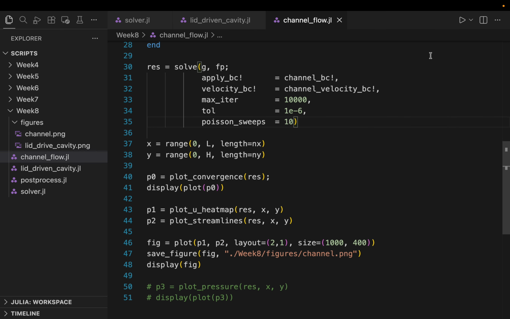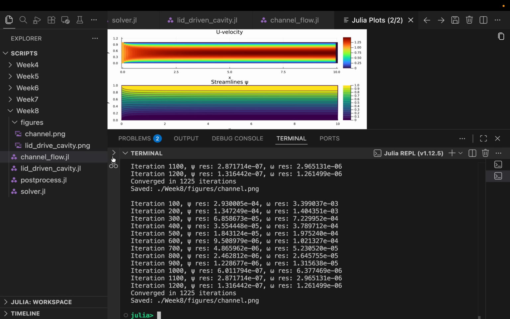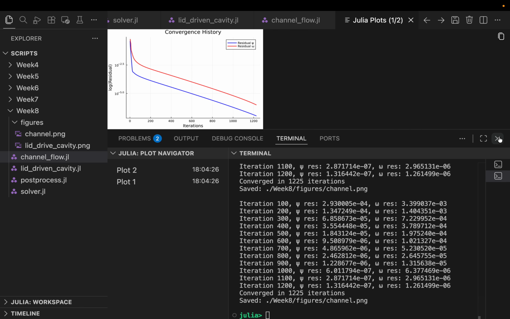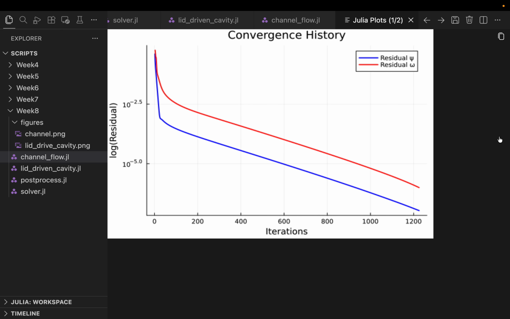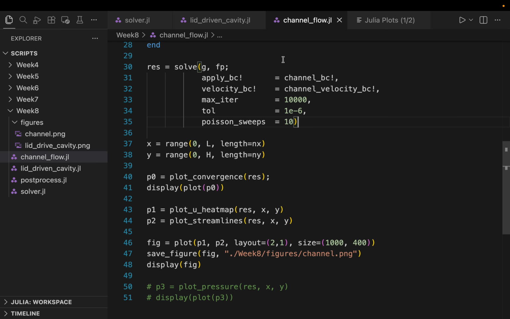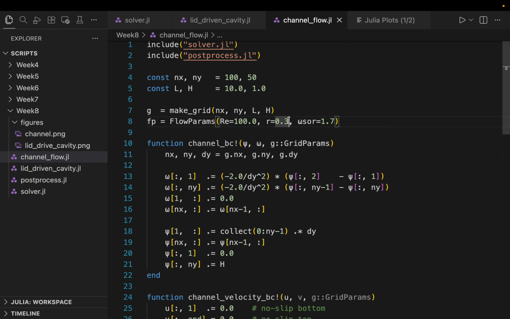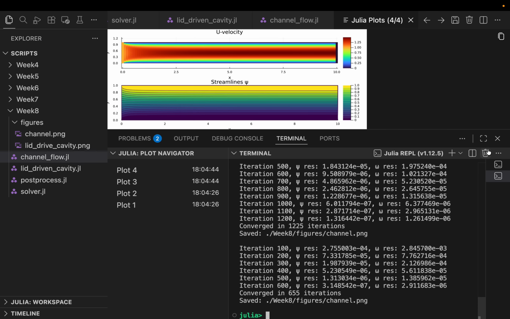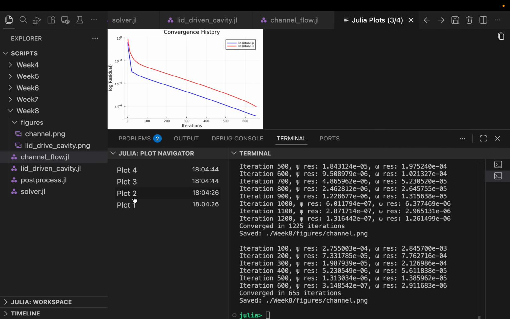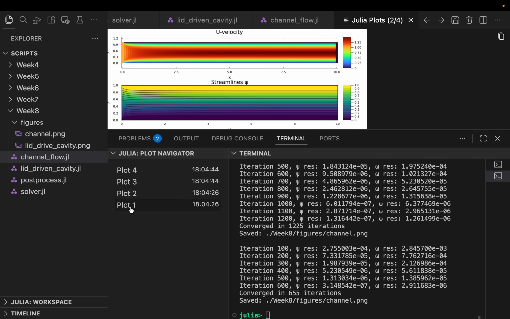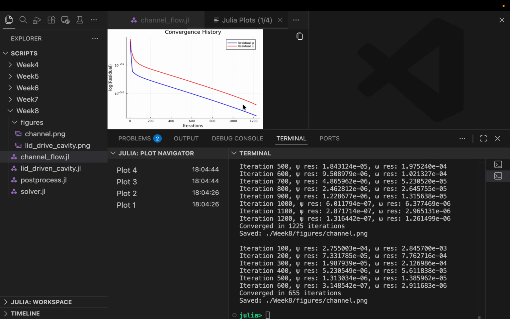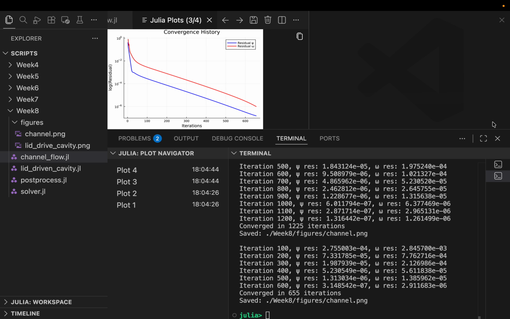I think I have the convergence plot also. You can see the convergence plot. This is when I have used 10 sweeps and 0.3. So let's say if I use 0.5, can't do this. Okay.